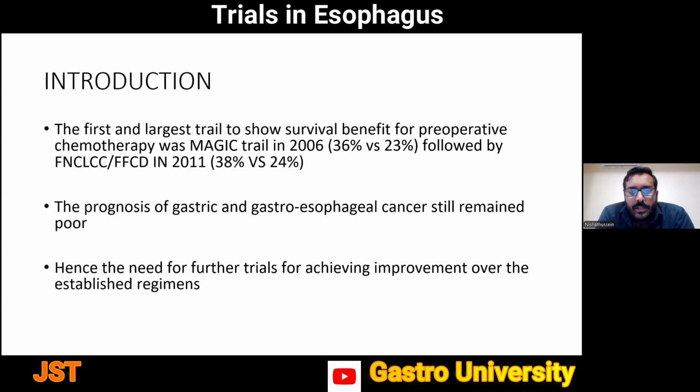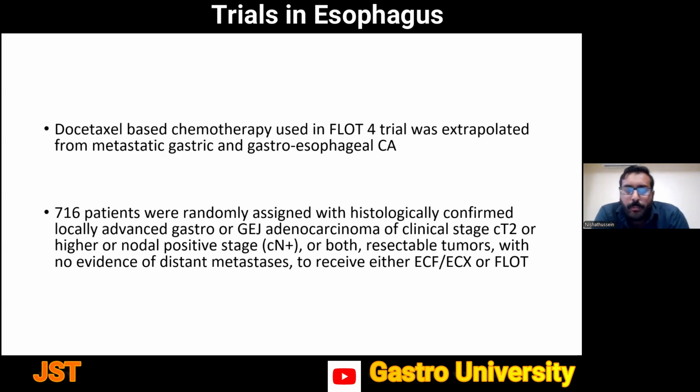But the prognosis of gastric and gastroesophageal tumors still remained poor, and hence there was a need for further trials with newer regimens to improve survival even further than the already established standards. So docetaxel-based chemotherapy, which was used in the FLOT4 trial, was extrapolated from the FLOT regimen used in the FLOT3 trial for metastatic gastric and gastroesophageal junction adenocarcinomas. It showed a significant improvement in terms of regression and survival.